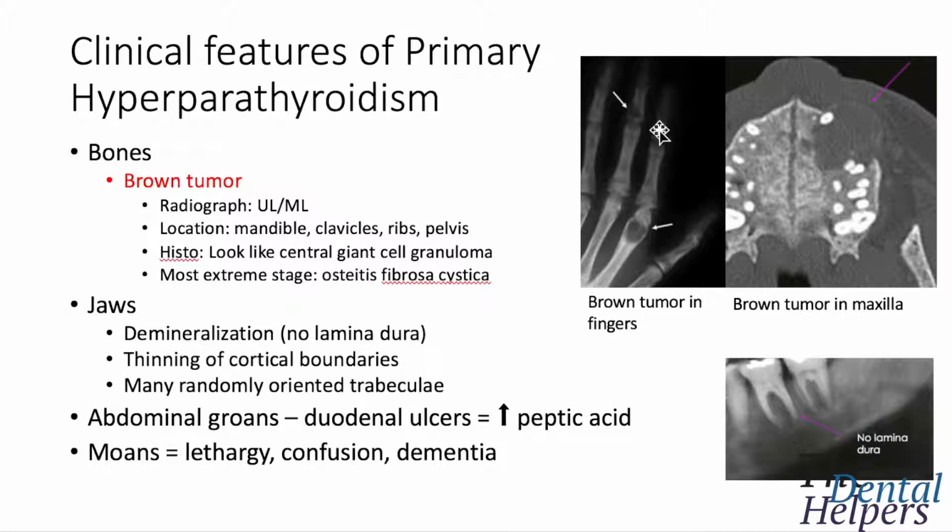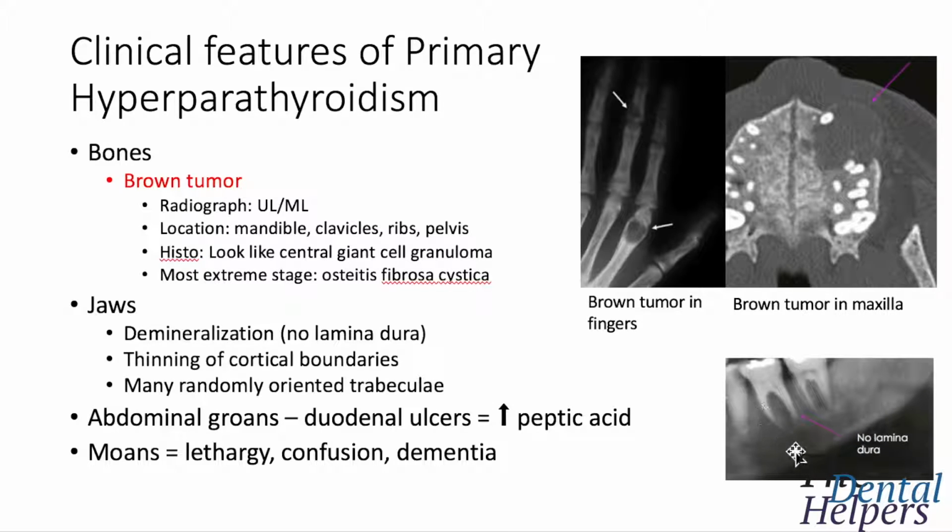Histologically, it's going to look like a central giant cell granuloma. And in more extreme stages, you can see osteitis fibrosa cystica. And that basically is a cystic degeneration and breakdown of fibrosis within the setting of the brown tumor. In the jaws, you're going to see demineralization, so no lamina dura.